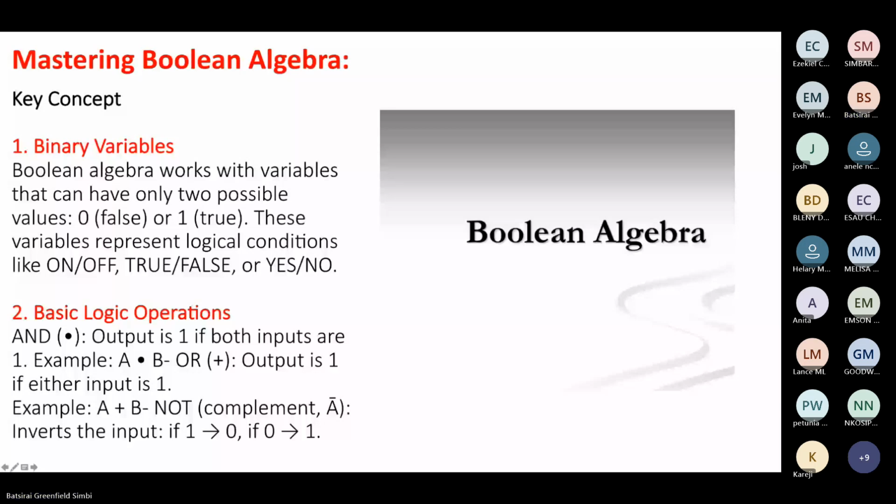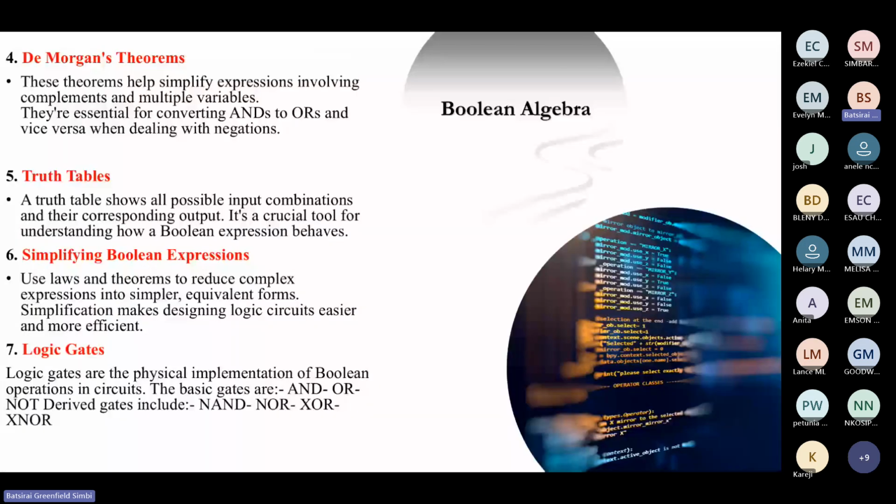or then we've got A plus B, then our output is to be. Then we have De Morgan's theorems. These theorems help simplify expressions involving complements and multiple variables. They are essential for converting ANDs to ORs and vice versa when dealing with negations.